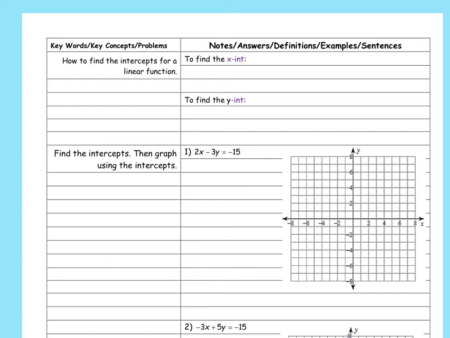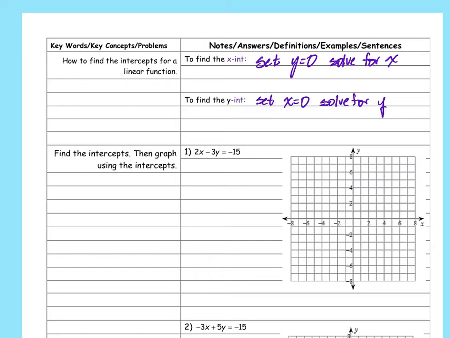So to find the x-intercept, I'm going to set y equal to 0 and solve for x. And to find the y-intercept, I set x equal to 0 and solve for y.